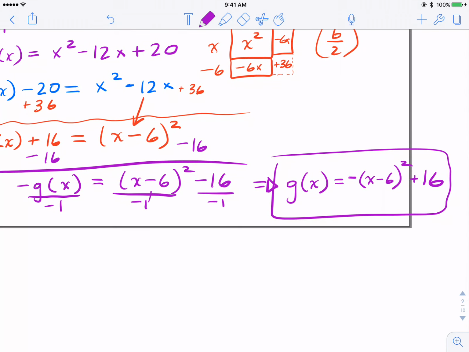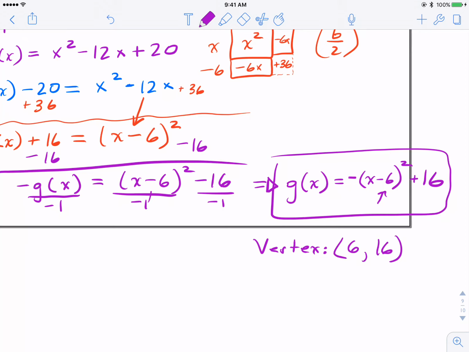We were also asked to identify what the vertex is. So now that it's in vertex form, I just want to be careful with IHOP here. This is my x value, which the opposite of that should be positive 6. And this is my y value of the vertex. That's a good thing about vertex form. You can pick it out right away.